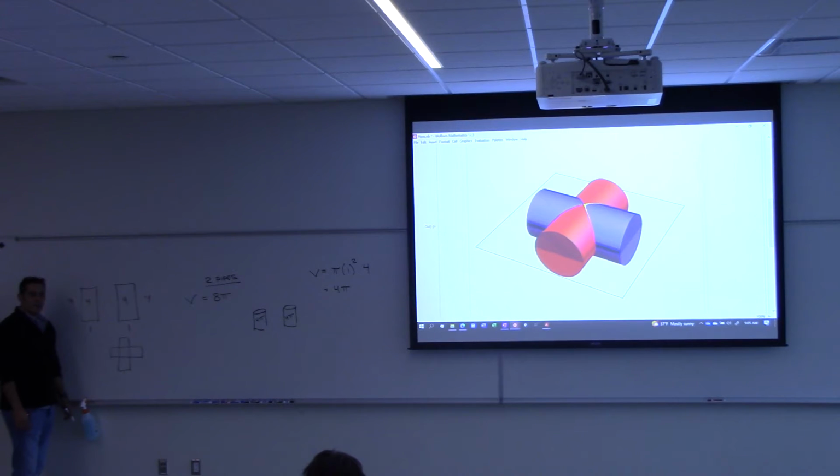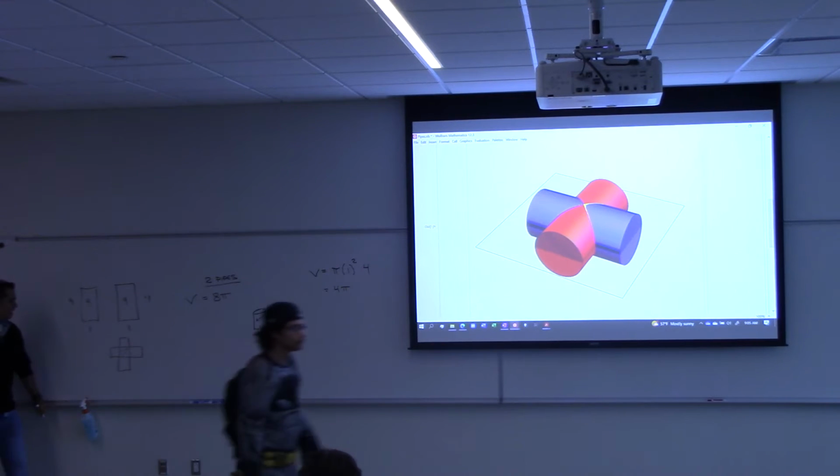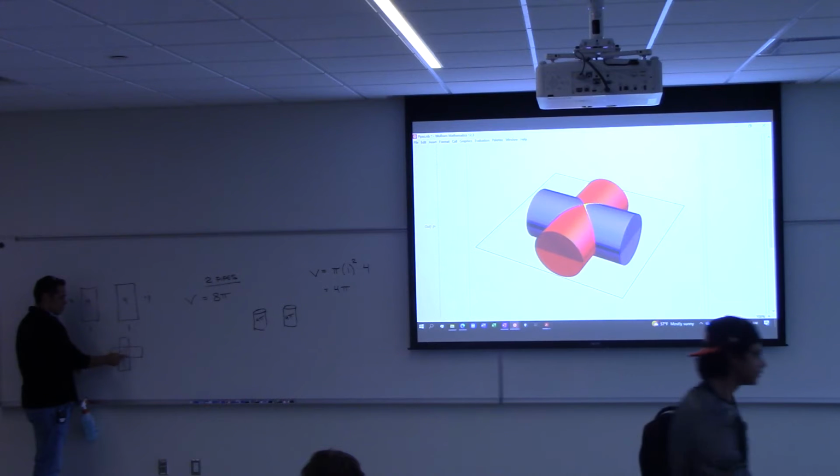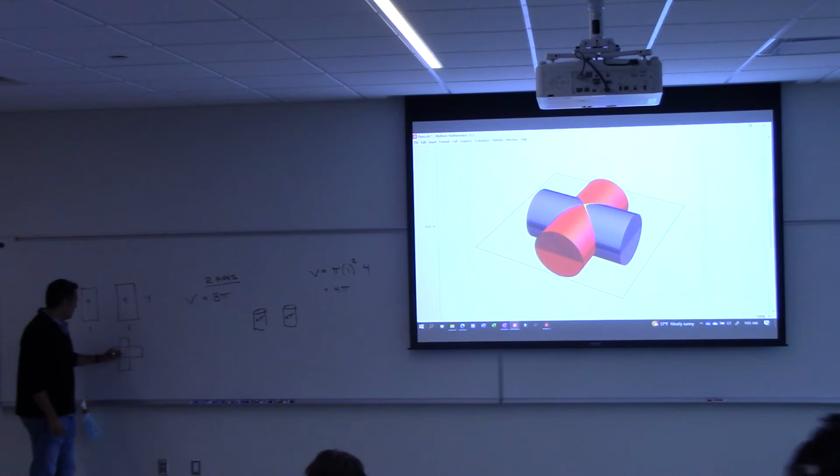Right? So what's the area of this? Well, you have to figure out what the area of that is, right? What's the area of that? What would that area be? What would that be? How wide are these? 1, right? So what's the area of that? 1.